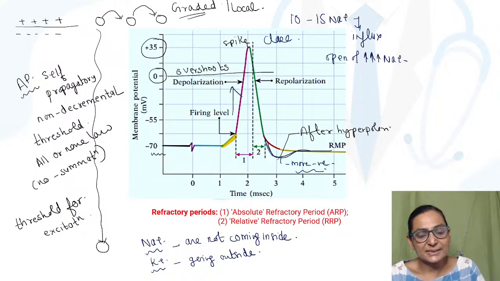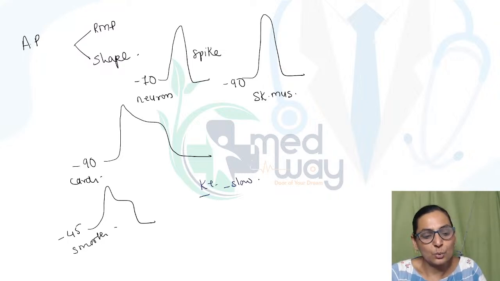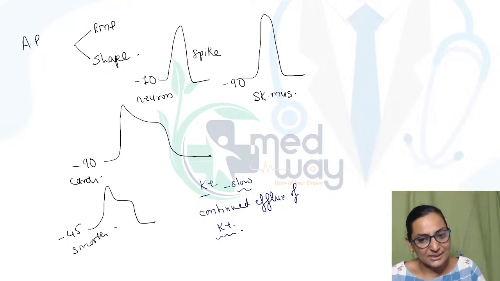The reason for this is that the potassium channels are slow to open. Okay? They are slow to open and they remain open for a long time, and this results in the continued efflux of potassium ions. So positive ions keep on going outside, and that creates a hyperpolarization within the cell.